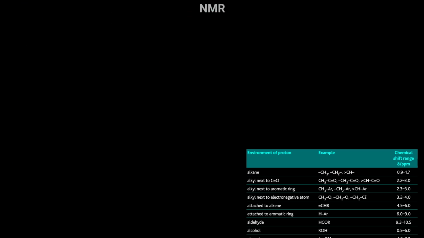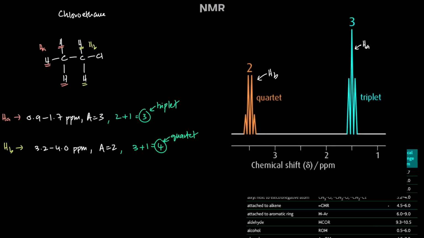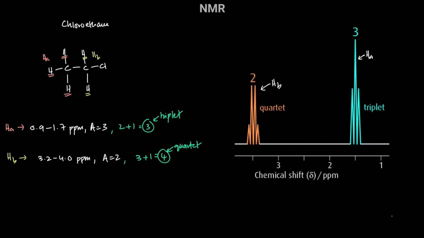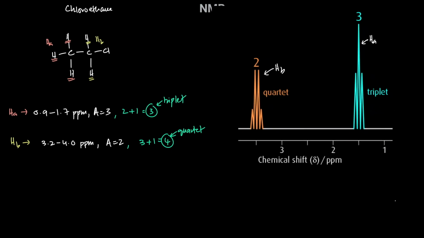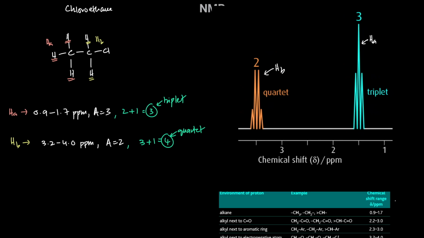The next example that we looked at was chloroethane. With chloroethane, this was the high resolution NMR spectrum that we got. Again, HA is just an alkane proton, the first type of proton. The three protons bonded to this carbon are all identical because they're bonded to the same carbon. That's HA, just an alkane proton. So we expected that to shift in the range 0.9 to 1.7 parts per million, and the relative area is 3 because you have 3 protons.